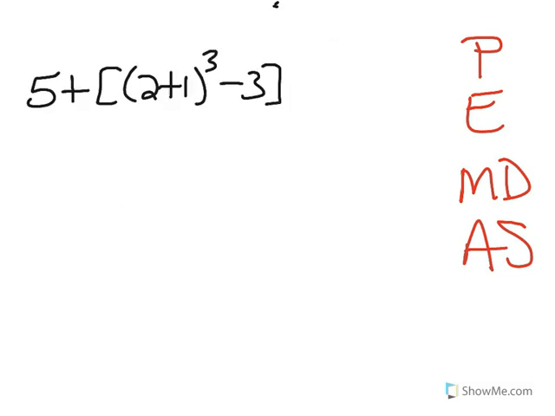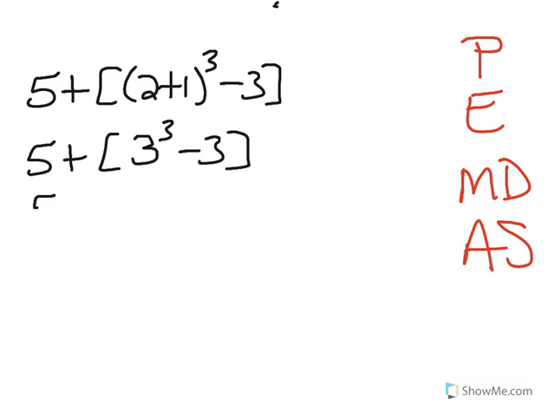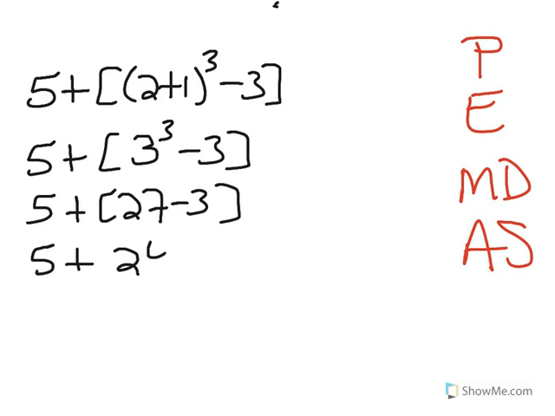And now for the last of my examples. Here again we have nested grouping symbols. We start with 2 plus 1, which is 3. Now inside the brackets we have an exponent and we have subtraction. The exponent should be done first. 3 cubed is 27. Then the bracket, 27 minus 3 is 24. And 5 plus 24 is 29.